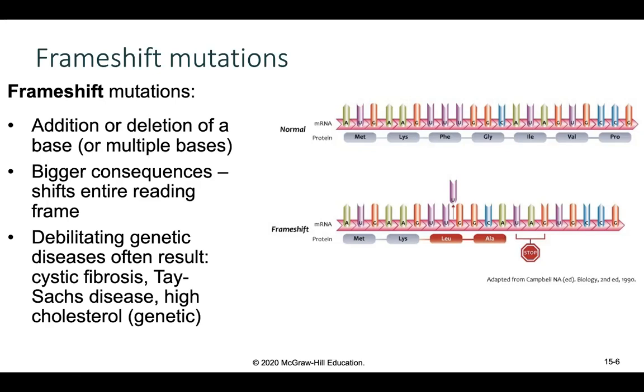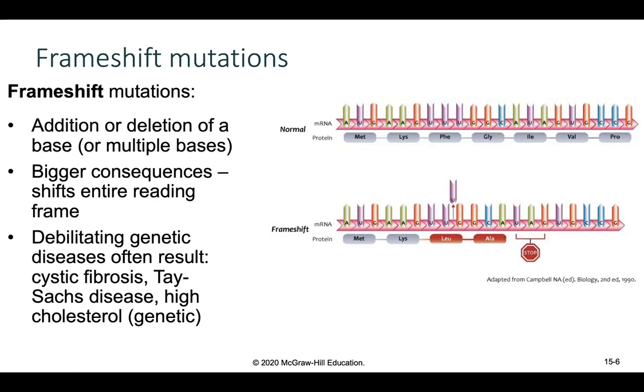Tay-Sachs disease, I talked about that a long time ago when we were talking about lysosomes. That's usually fatal to children before they're 5, but the lysosomes don't function correctly. And then also a much more common one, genetic high cholesterol.